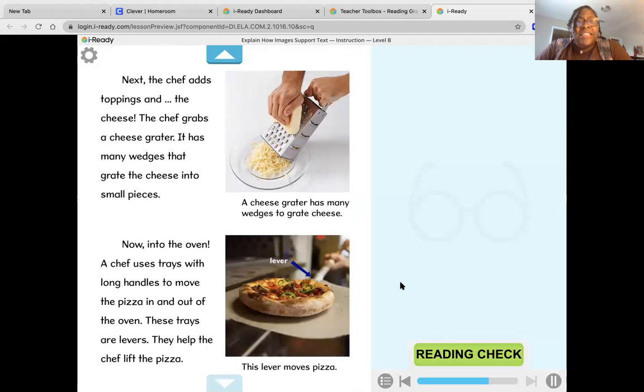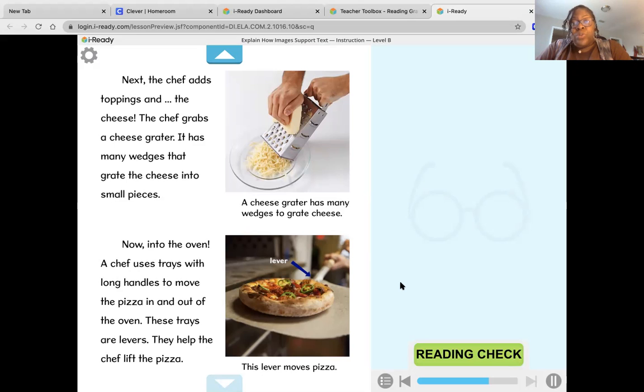Next, the chef adds toppings and the cheese. The chef grabs the cheese grater. It has many wedges that grate the cheese into small pieces. Now, into the oven, a chef uses trays with long handles to move the pizza in and out of the oven. These trays are levers. They help the chef lift the pizza.